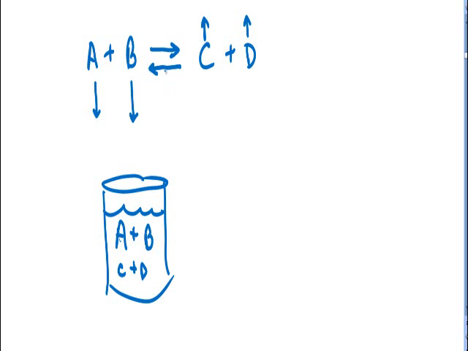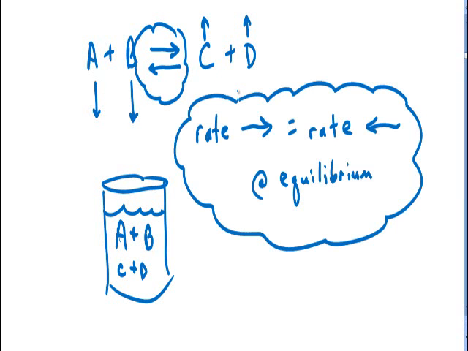Eventually, we reach a point where the concentrations of A and B have dropped sufficiently and C and D have increased sufficiently so that the rate of the reaction in the forward direction and the rate of the reaction in the reverse direction become equal to one another. When this happens, the reaction is known to be at a state of chemical equilibrium. When this occurs, the rate in the forward direction being equal to the rate in the reverse direction, the system is said to be at equilibrium.